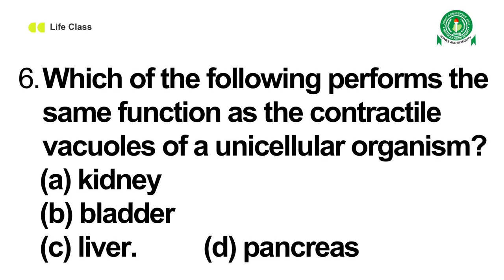Which of the following performs the same function as the contractile vacuole in unicellular organisms? A. Kidney, B. Bladder, C. Liver, D. Pancreas. The correct answer is the kidney, because the contractile vacuole aids in excretion. So the kidney also is responsible for excretion.